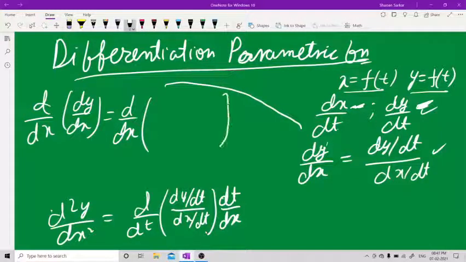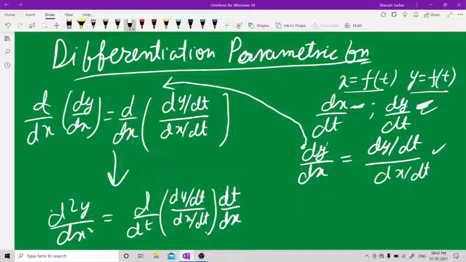Yes, this will be dy by dt. I'm coming from this point to this point. d/dt of dx by dt. Now from here it will be d2y upon dx2. This will be d/dt. This will change. If you cancel these two, then this will come back.